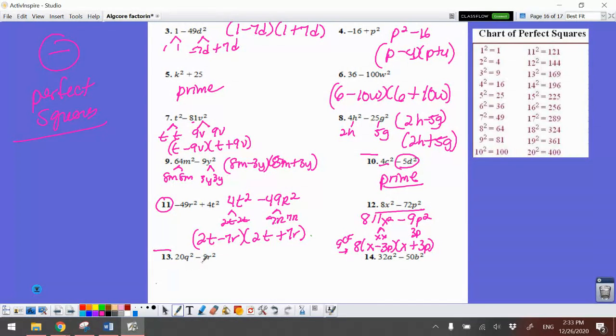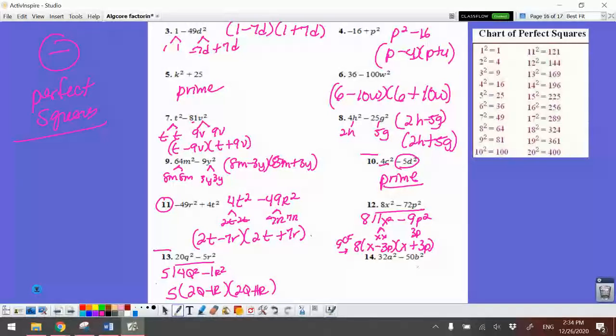Okay, now let's look at this guy, the 20 and the 5. Neither one of those are perfect squares, but I can divide by 5. So let's take out a 5. So 4q squared minus 1r squared if I divide by 5. So that gives me 2q minus r, 2q plus r and drop my 5. And I can certainly write that 1 in there if I want to.